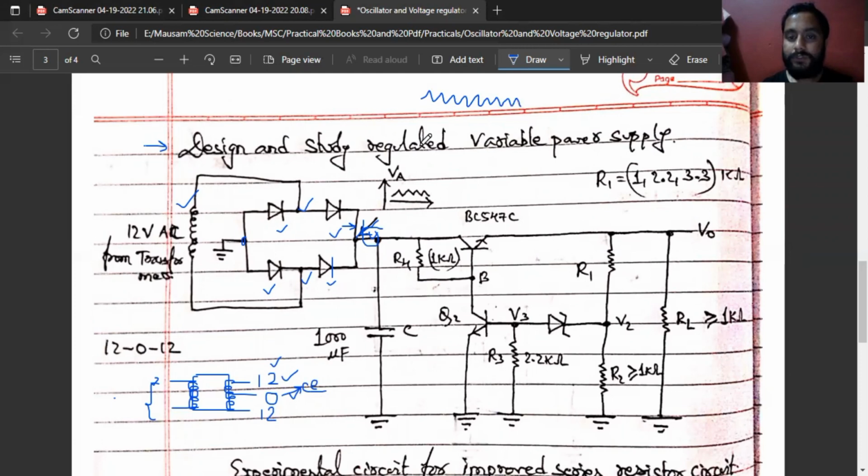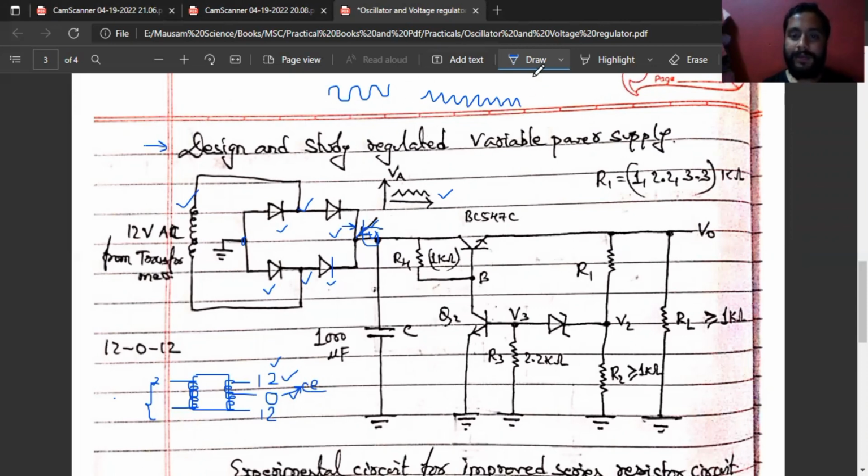What does this ripple show? It shows that some amount of AC is again seen at this terminal VA. That is the main role of the ripple. It should not be a total sine wave. Complete AC will not be there, but some part of AC can be seen as a ripple. But this is a very small ripple voltage.